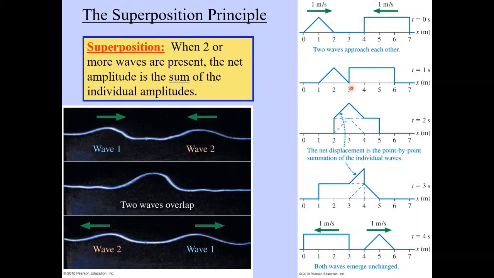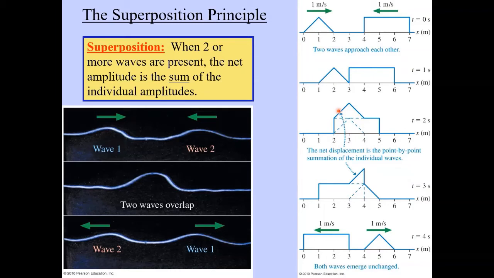They're just beginning to touch. Now notice when they overlap here, we can see the triangular wave is basically sitting on top of this rectangular wave here. This is the superposition principle. Remember, we're adding this amplitude of this triangle here to the rectangle here to get this shape.